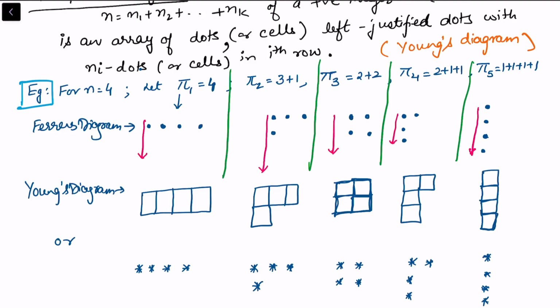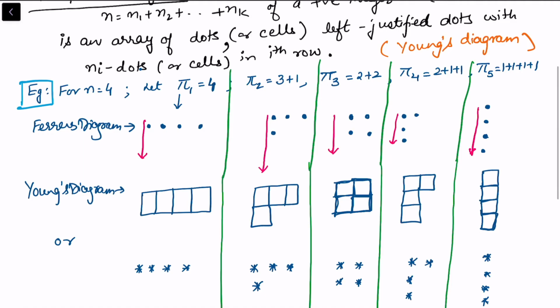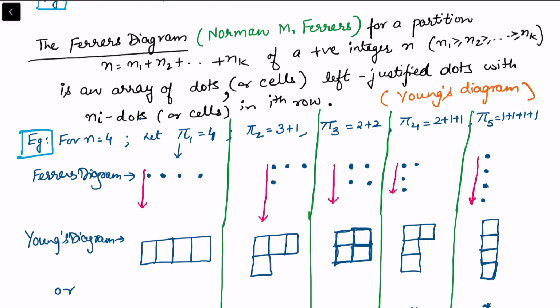So this is how we represent a corresponding Ferrers diagram, Young's diagram, or the definition written in terms of any symbol such as an asterisk, where it fits into the definition of the Ferrers diagram. It's an array of dots, cells or asterisks, left justified, with ni dots in the ith row.